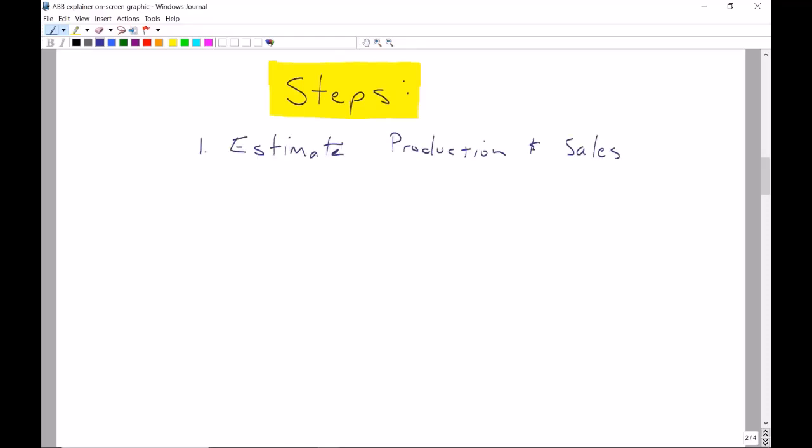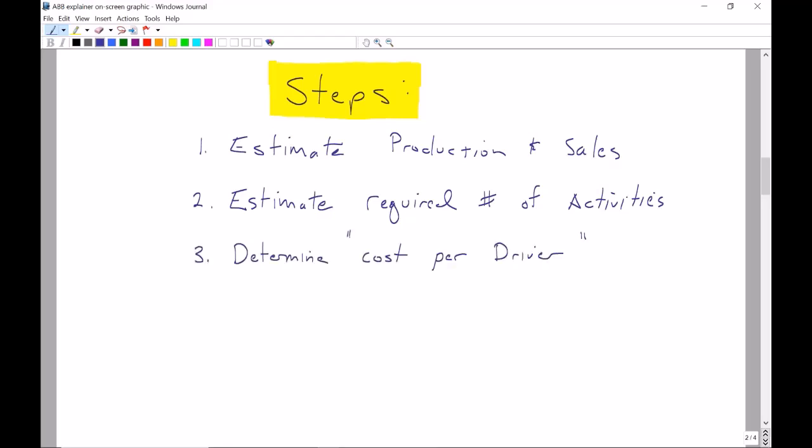First, we'd estimate our production and our sales levels. Based on this, we'd then estimate the required number of activities to support both production and sales. Once we understand the activities we'll need to perform, we can determine a cost per driver or cost per activity. Based on this, we can finally calculate a budgeted cost per activity by multiplying the estimated required number of activities by that cost per activity. Let's look at a practice question now to understand more.